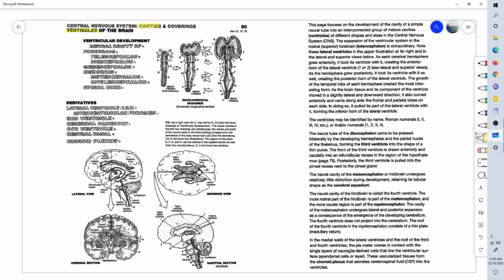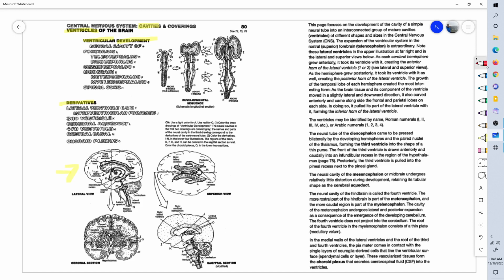We're going to learn how they developed during embryology, when you were forming as an embryo and into a fetus, and in detail how those cavities, those ventricles, remain today in the fully developed human brain.